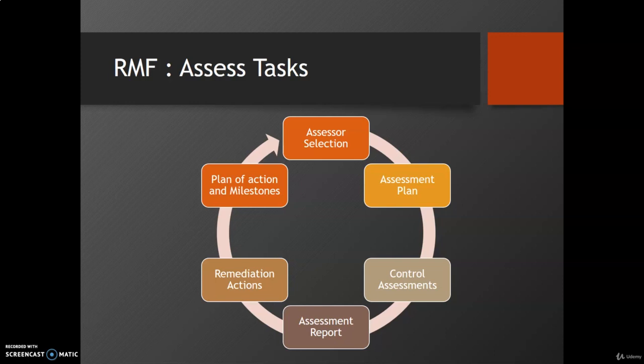So let's start by understanding the purpose of the Assess step. The purpose of the Assess step is to determine if the controls selected for implementation are implemented correctly, operating as intended, and producing the desired outcome with respect to meeting the security and privacy requirements for the system and the organization. Now, to implement the Assess step, we need to go through 6 tasks. It starts with assessor selection.